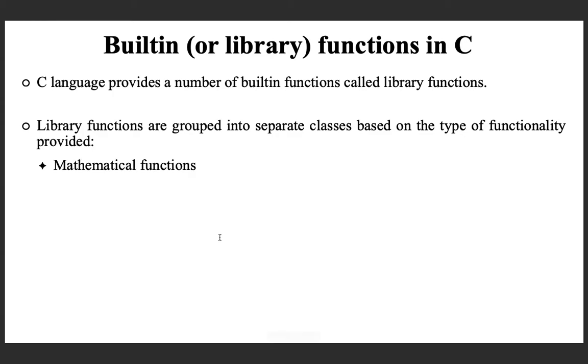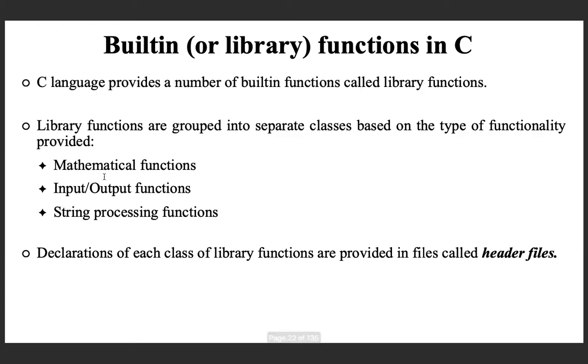Examples: there are mathematical functions, input or output functions in the C library. Another example is string processing functions. So, depending on the functionality, you can classify them like this. And just like variable declarations, if you want to use a library function, you need declarations of the library functions as well. And the declarations of all the library functions are provided in header files.